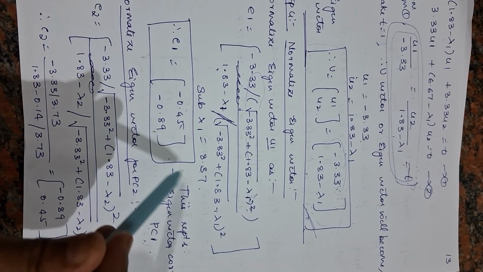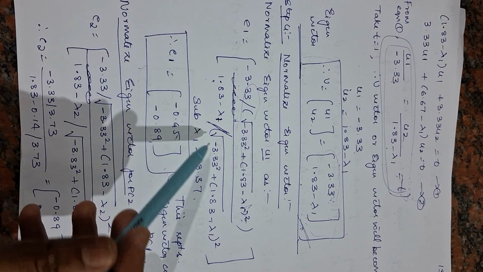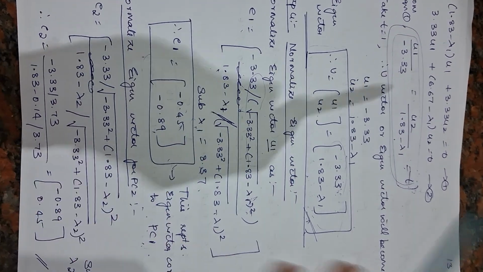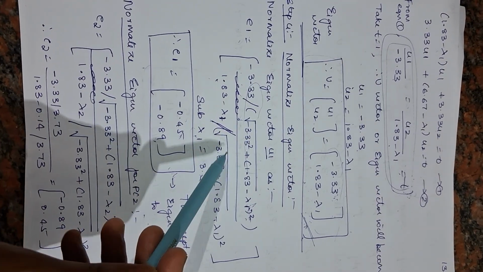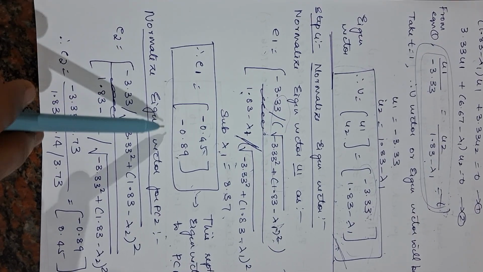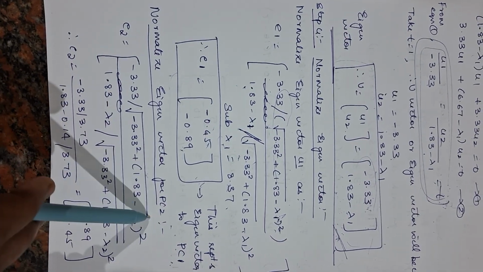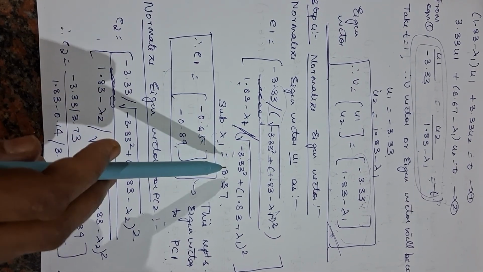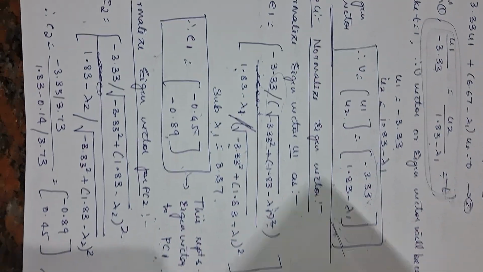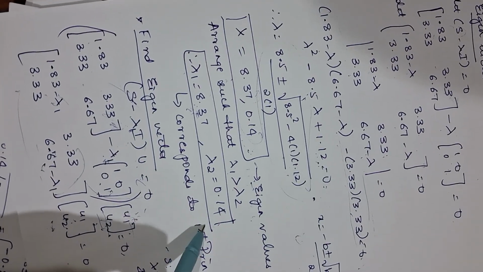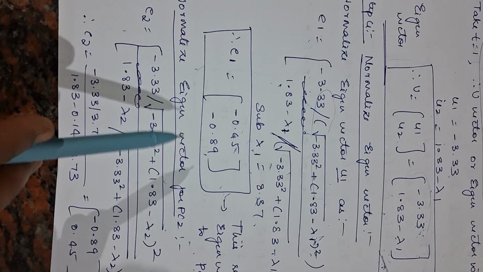Now if you want to find the eigenvector for the second principal component, just substitute lambda 2. You don't have to repeat the whole step. Just substitute here. So this is the normalized eigenvector for PC2. E2 is equal to, just substitute lambda 2, which we got here as 0.14. So just substitute that here.